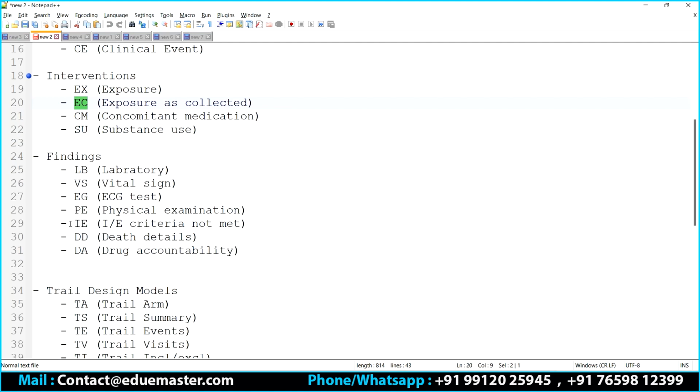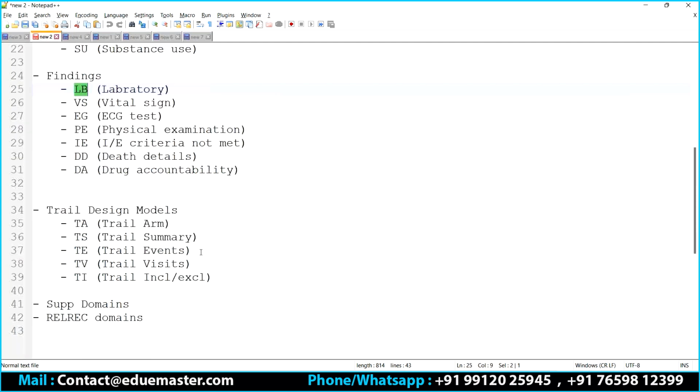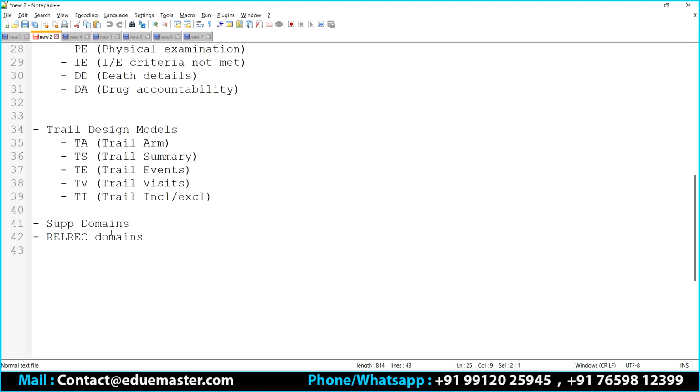Exposure as collected, that we need to discuss tomorrow and the day after. Concomitant medication is done already. Substance use we will do. So tomorrow and the day after tomorrow we will go with these two, and then we will go with the DM coding. So we will be comfortable with 8 domains, and we will be comfortable with the theoretical part. Interventions also completed. Then we will go with the practice. Laboratory will take a lot of time. A lot of variables will be there. But once you understand this, the remaining things will be easy.